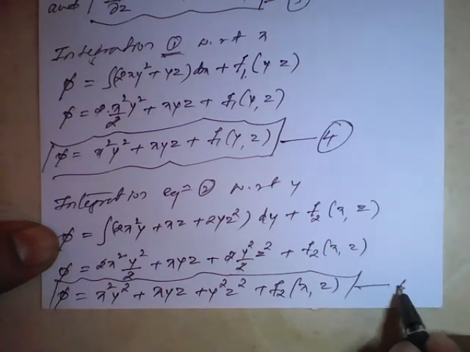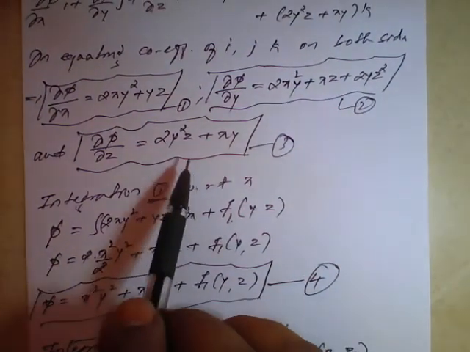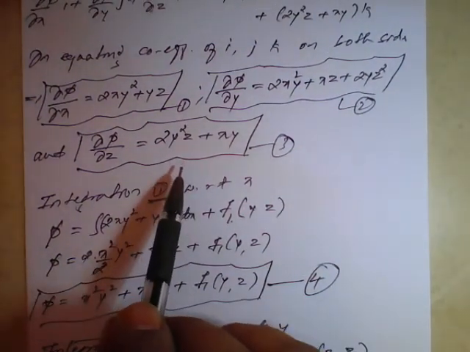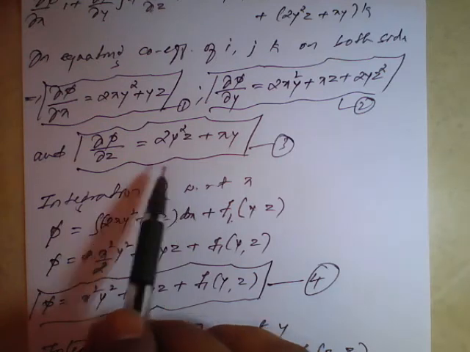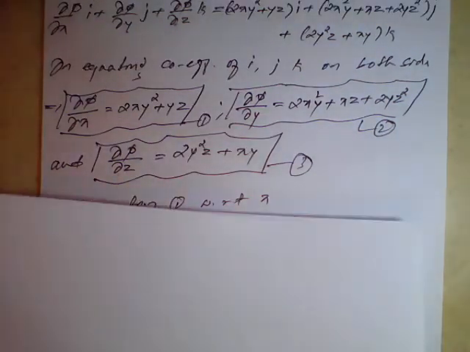So this is equation number 5. Now again we have one more equation, the third equation, which we are going to integrate with respect to z. Now we'll see what happens. Now we'll integrate equation number 3.